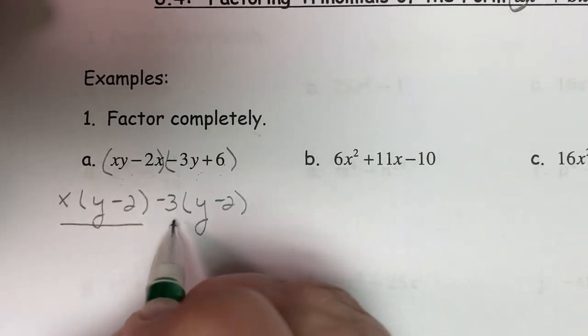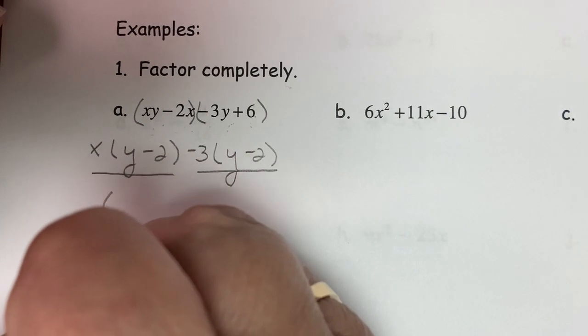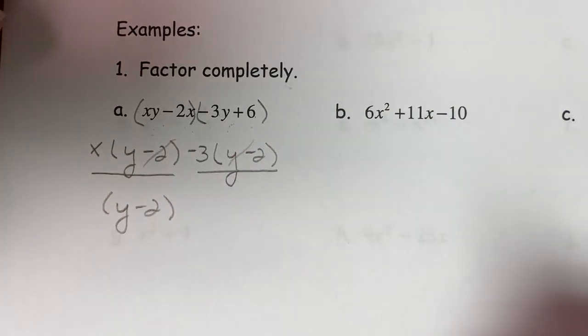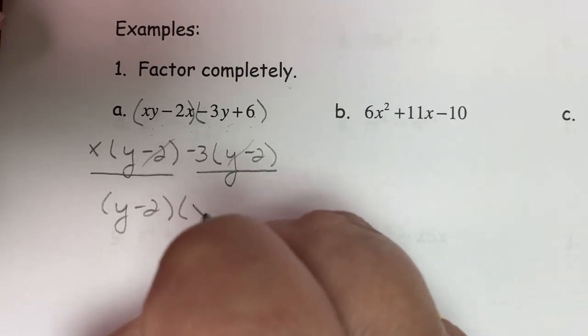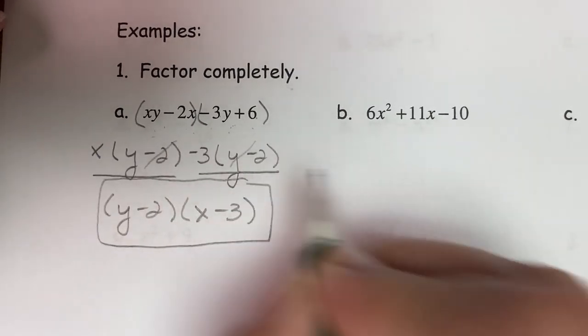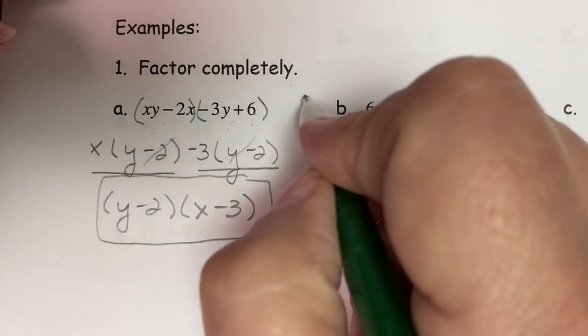Then remember how we looked at these as 2 big terms. What did they have in common? They had a y minus 2 in common, so those are now gone. We factored it out. And what's left is an x minus 3. Hopefully you remember the grouping method, because we are going to end up doing a grouping method for each of these now.